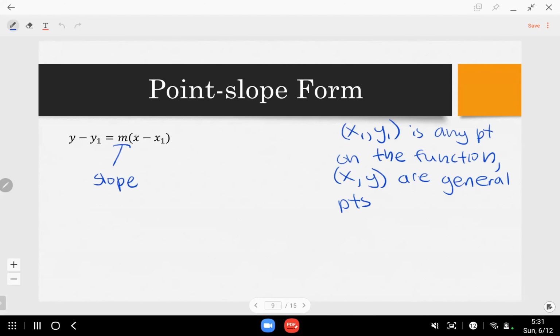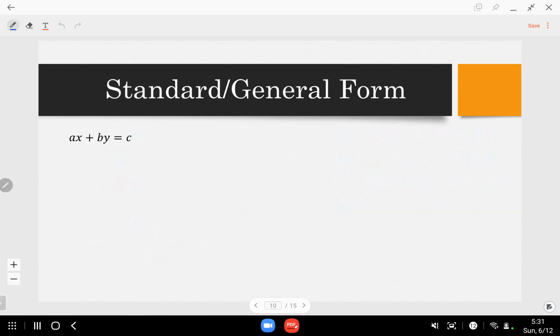The x is just a variable. You can see that x is the input and y is the output. They're just variables, they can change with the function. If you look at a line like this, x and y change with every point, but x1 and y1 are actually a fixed point on the function. We'll talk more about that. You'll understand more after I teach you how to graph it.